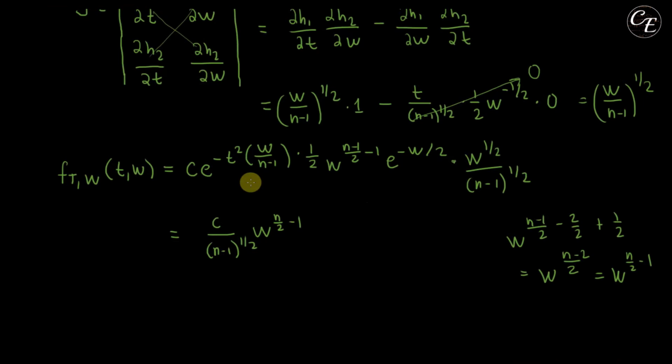Combining these terms, we have e raised to, with a common factor w over 2, negative w over 2 times t squared over n minus 1 plus 1. So that's the PDF for t and w.